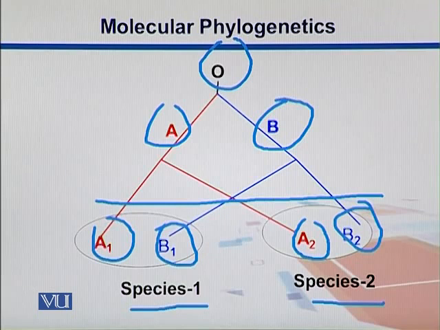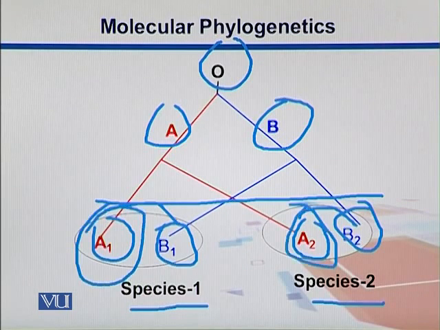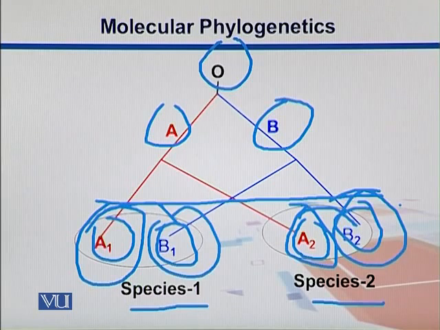If we talk about A1 versus B1, since they are similar genes that have diverged and they are present within the same species, we can call them paralogs. So these two are paralogs, and these two are paralogs. Whereas A1 and A2 are orthologs, they are present in different species but they are similar copies. So this A1 and this A2 are orthologs. Same way B1 and B2 are orthologs.